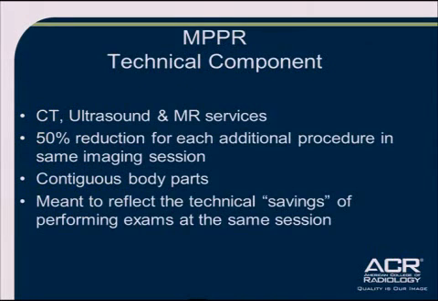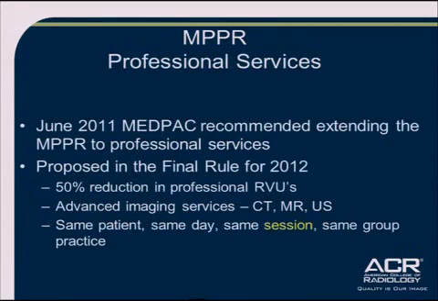We've been familiar with an MPPR for the technical component for a handful of years, where the technical components reduce 50%, and that's something that we've sort of gotten used to. But the MPPR for professional service is a new thing to contend with. And it sort of started a long time ago, but in June of 2011, MedPAC recommended this as a way to extend efficiencies to professional services.